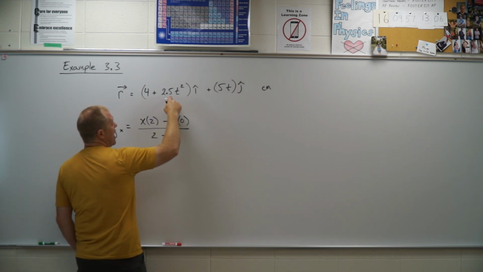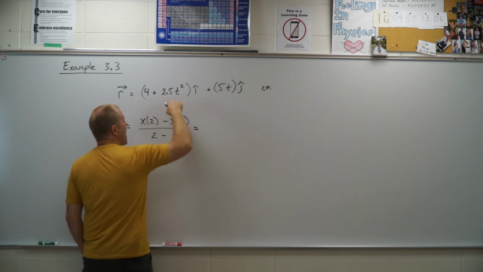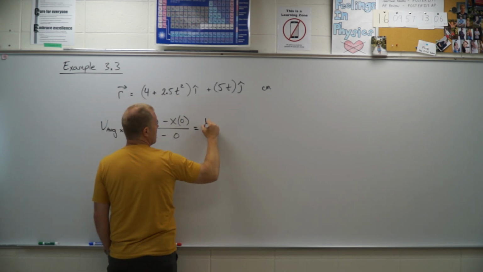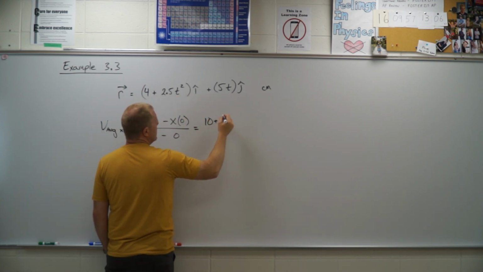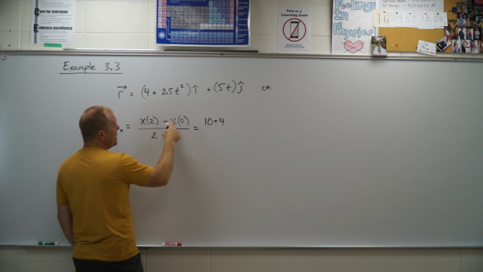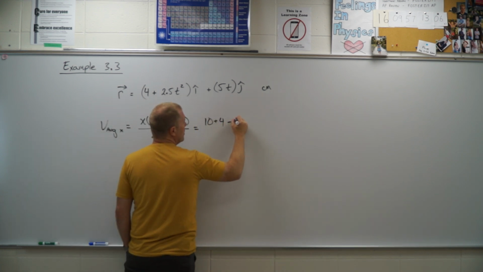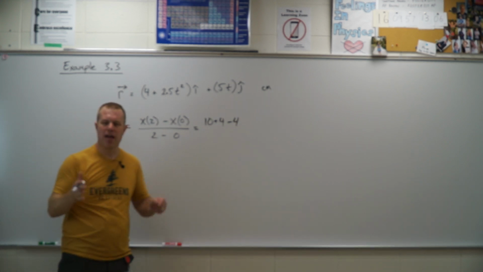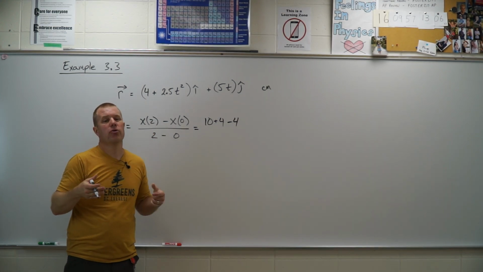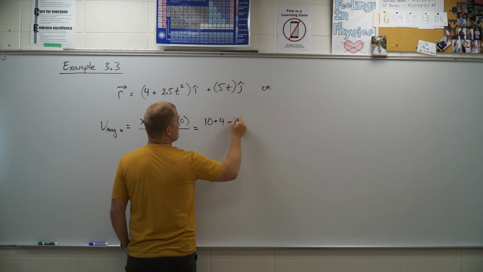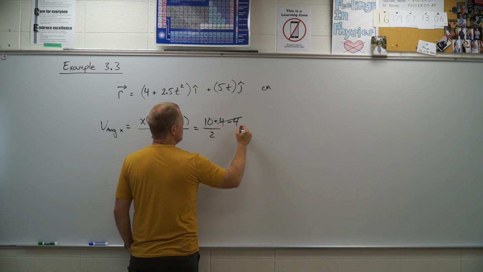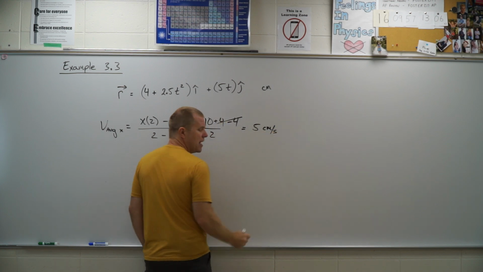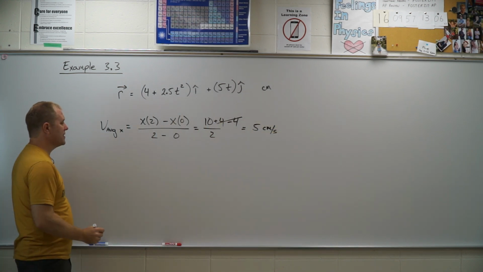So I need to plug that in up here. So a cool little thing happens here. If I plug this in, I get 2 squared is 4, 4 times that is 10. So I have 10 plus 4 for my final, which is 14, minus my initial, which is 4. So really that initial position kind of cancels out because all we care about is how far did you go. We don't care about your final position actually. So those two 4's kind of cancel for us, divided by 2, and so I end up with 5 centimeters per second for my average velocity in the x direction.